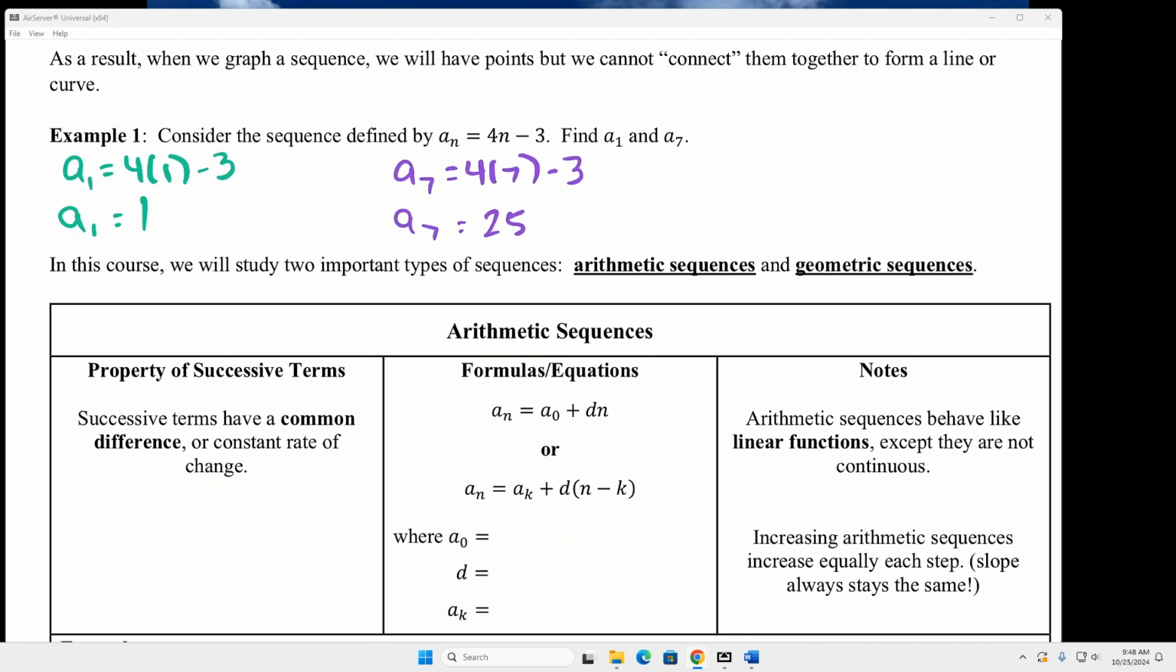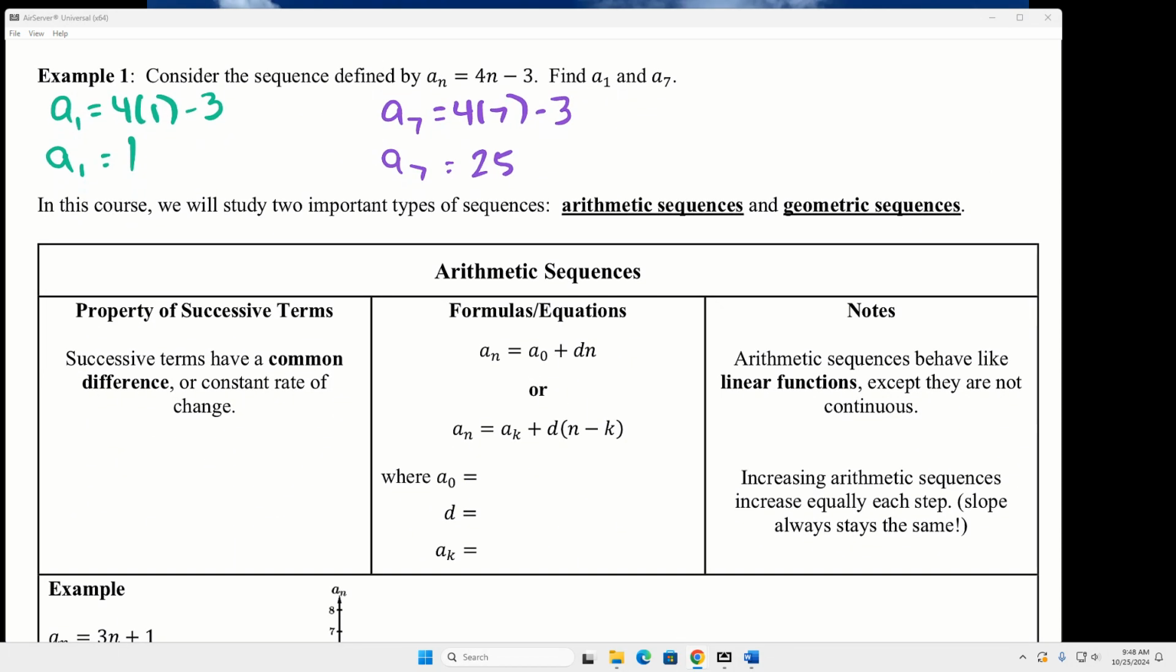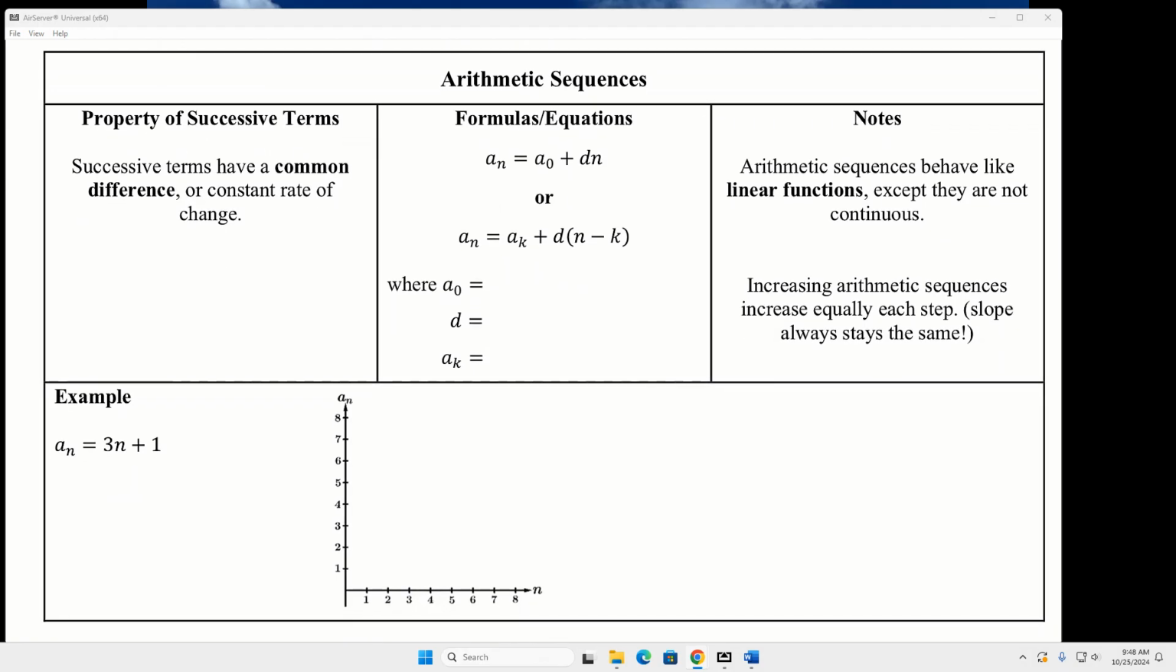All right, so in this course, we're going to study 2 types of sequences, arithmetic and geometric. I kind of already said that. Today, the focus is on the arithmetic, and so some properties of successive terms. Successive terms have a common difference or a constant rate of change. What does that sound like we've been talking about for other types of functions? Linear. So arithmetic sequences are going to act a lot like linear functions, and the common difference is basically the slope. All right, and so we have a couple different ways we can represent them.